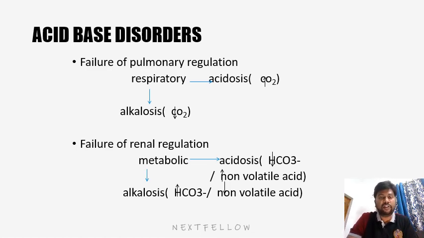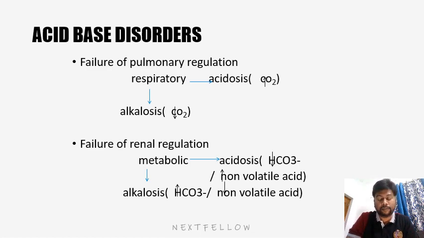The primary function of the lung is to eliminate carbonic acid in the form of carbon dioxide. If this is not done, carbon dioxide, that means carbonic acid, will accumulate and it leads to respiratory acidosis. On the other hand, hyperventilation will lead to excess removal of carbon dioxide or carbonic acid, leading to respiratory alkalosis.